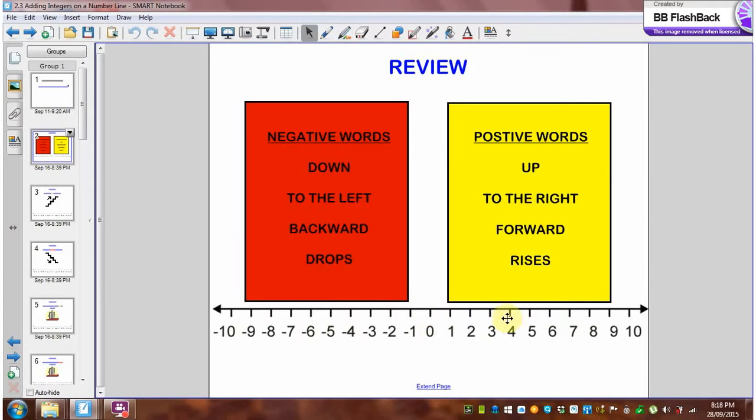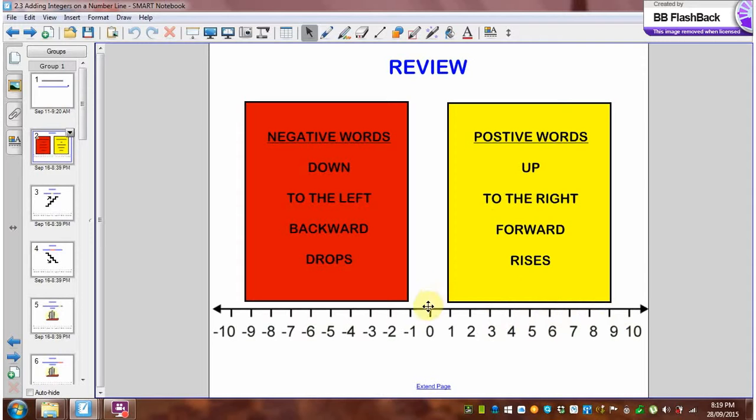And to the right of 0, you have all positive numbers, and they go up just by counting numbers 1, 2, 3, 4, 5, 6, and so on. To the left of 0 are the negative numbers, negative 1, negative 2, negative 3, negative 4, and so on. So I've put the words above their sides, so positive words like up, to the right, forward, and rises. If you see those words, it means we're moving up, further to the right.